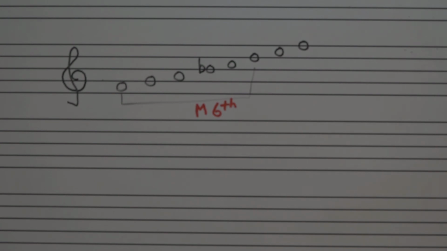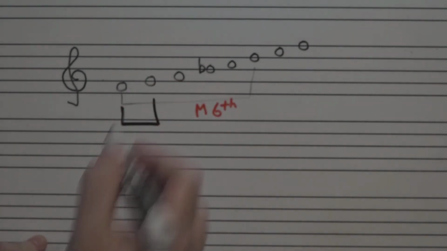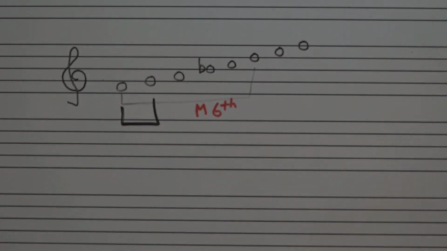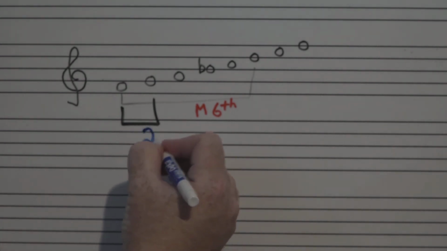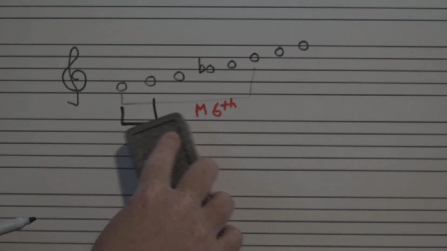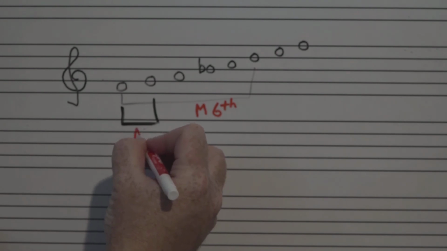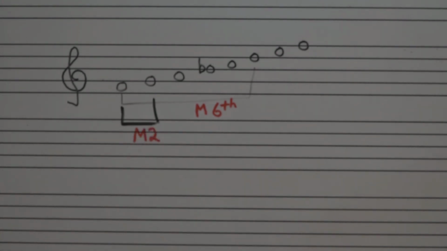Let's do another one. Let's go from F to G. They are adjacent letters, F going to G. So we know it's going to be a second. And second, again, if I'm keeping my color coordination, is red. And it's a major second.